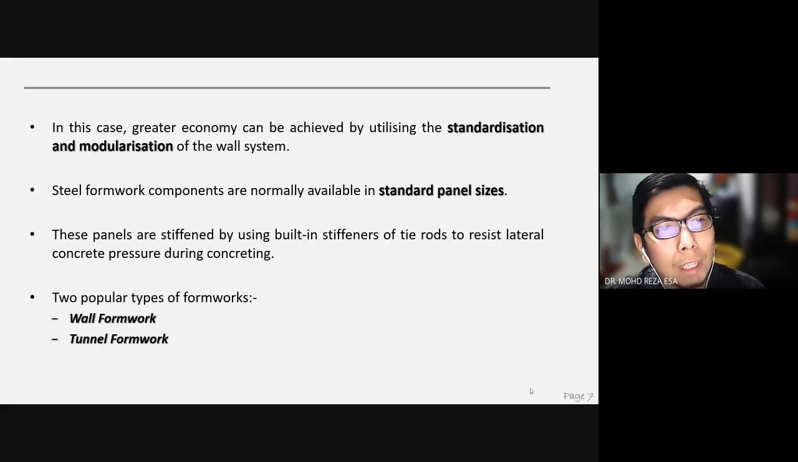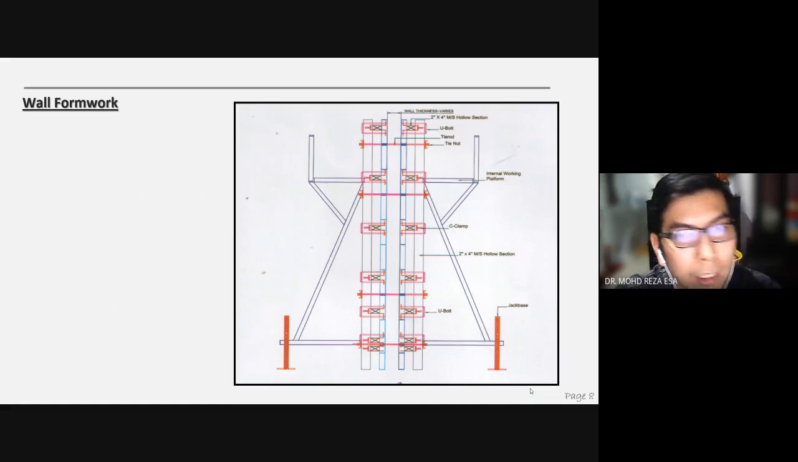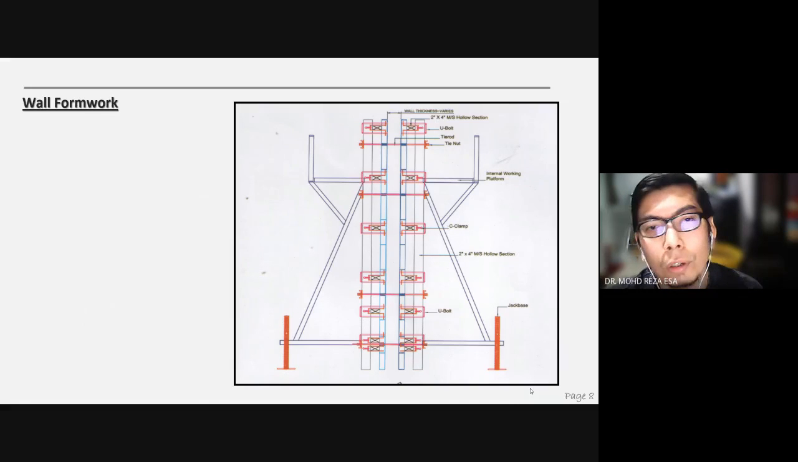Alright, there are two popular types of formwork system, okay, which are wall formwork and also tunnel formwork. Okay, firstly we have look on the wall formwork, okay, dinding. Okay, here we are going to have a look on the steps in general, because towards the end of today's lecture, I'm going to show you one of the example of method statement in detail. Yang ini saya just brief saja dulu.